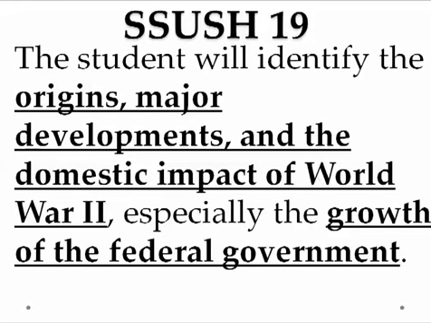Okay, let's start Standard 19 here. Standard 19 says the student will identify the origins, major developments, and the domestic impact of World War II, especially the growth of the federal government. This is a big, tall order to give. This is a mouthful. So we break this down into origins, the major developments, the domestic impact.